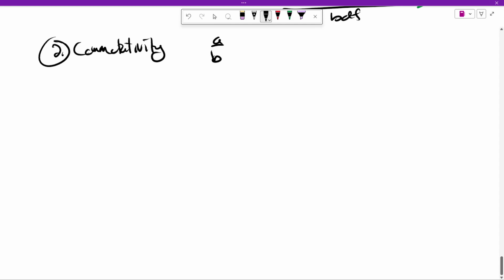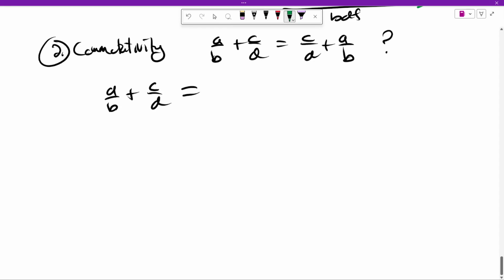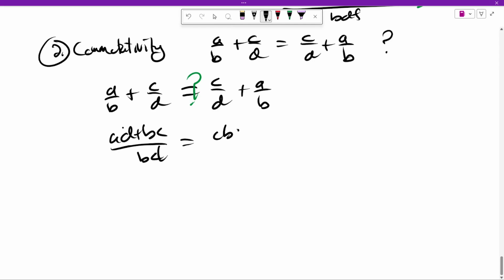We need to take A over B plus C over D, and check that it's the same as C over D plus A over B. So that's our question. I'm going to put a question mark through this, and we're going to work on both sides simultaneously. The rule that I wrote above was AD plus BC over BD. And so this is going to be CB plus DA over DB.